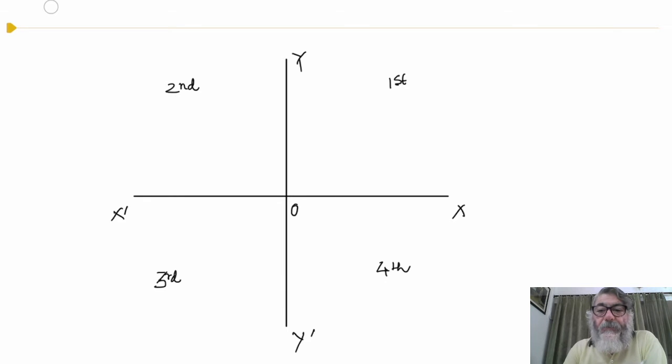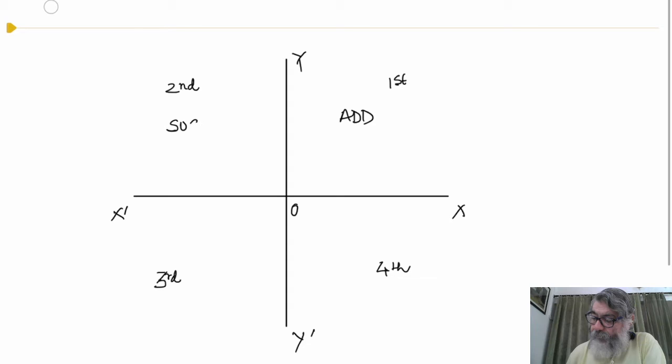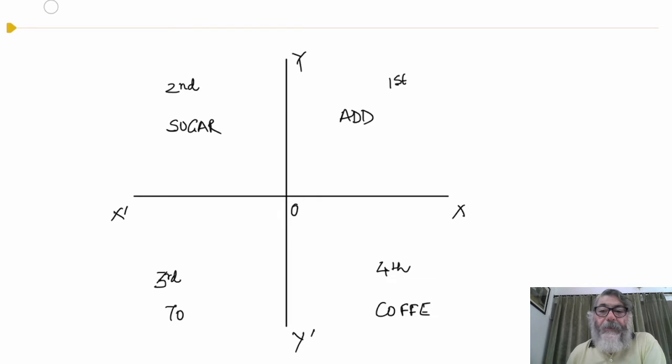Now it's a very simple method to remember how the different ratios will behave in different quadrants. We simply have to remember, I'll write it in capital, add sugar to coffee. When the word is add, take up the first alphabet A.